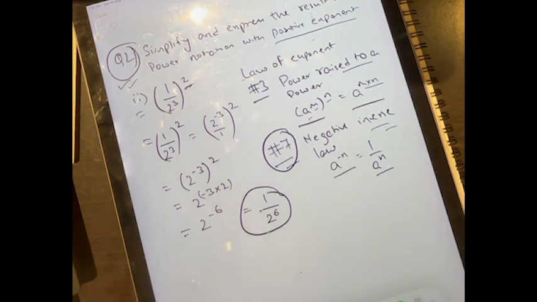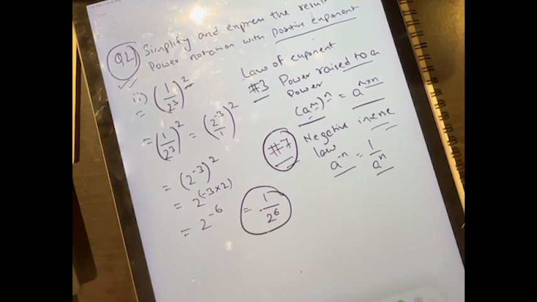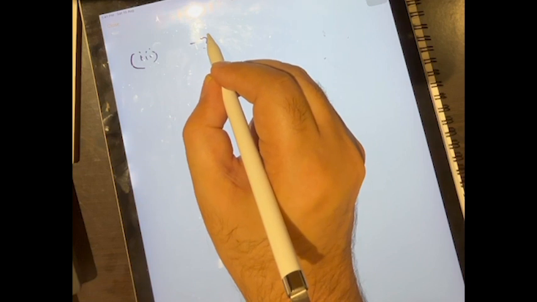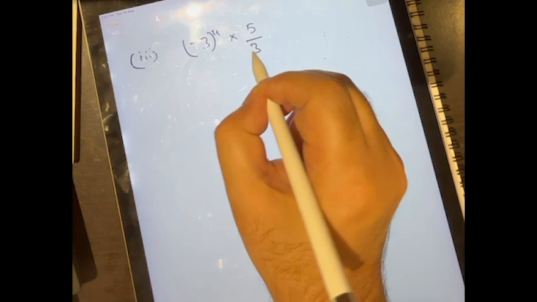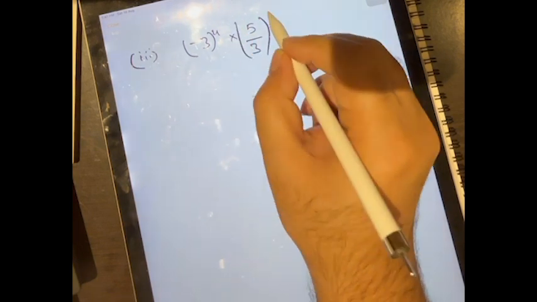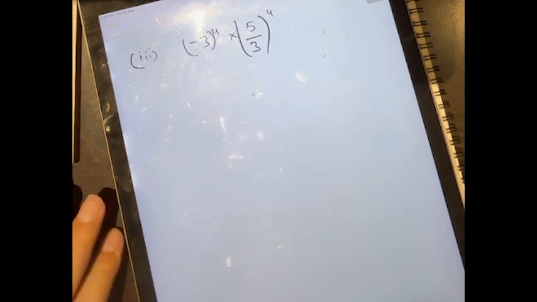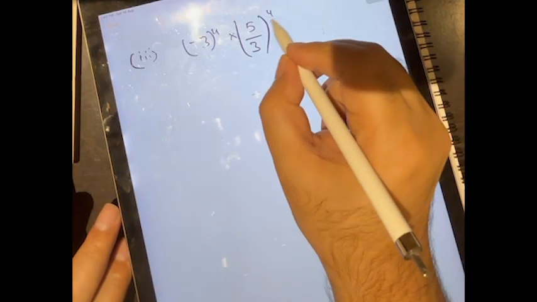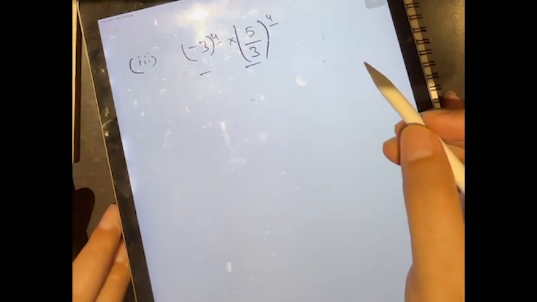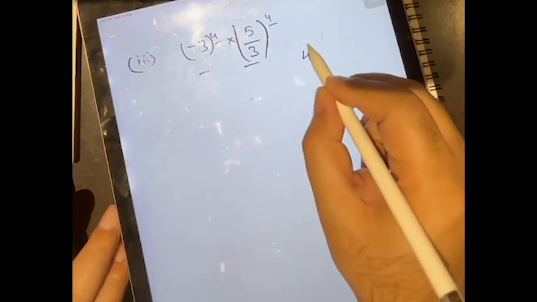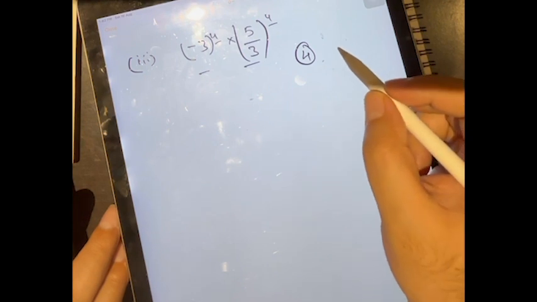Okay, so we will move to question number 3 now, and question number 3 says minus 3 raised to the power of 4 multiplied by 5 by 3 raised to the power of 4. So this is the expression that we need to solve with the positive exponent. So when we have same exponents with different bases, we can use the law number 4 that we have learned in the past in the previous videos.